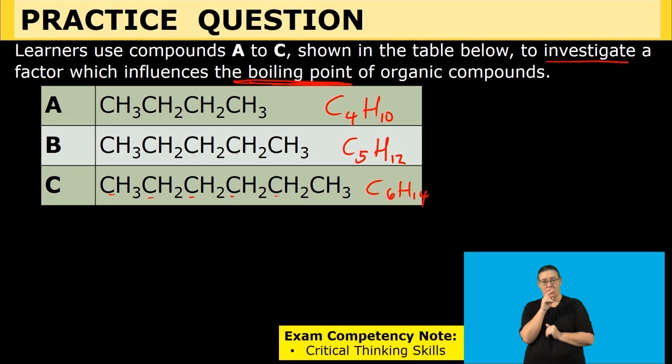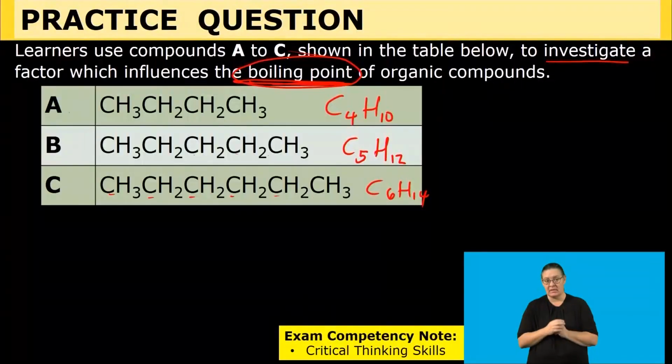So that means we are seeing that the difference between each one of these is just the CH2. So they are different by CH2. So what is it that these learners are trying to investigate? They're trying to investigate which factor is influencing the boiling point. Now, looking at these 3 substances, we know the chain length is increasing. Because they are within the same homologous series, we are looking at the chain length. It is increasing. All of them are straight chains because none of them is branched.